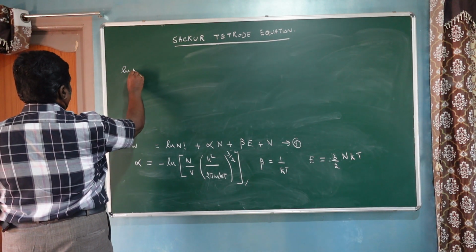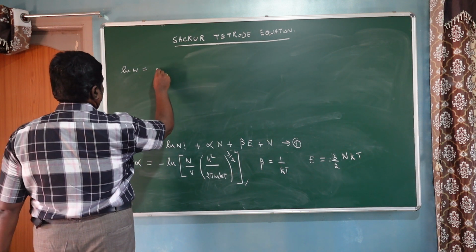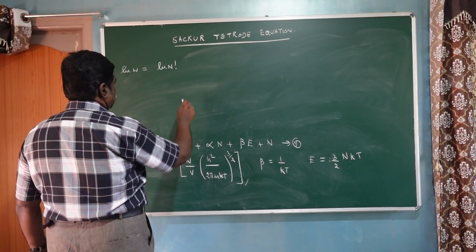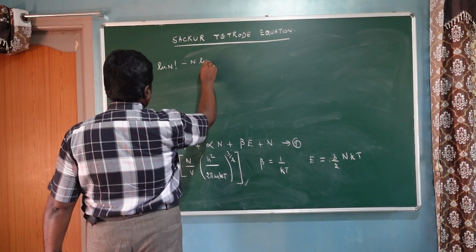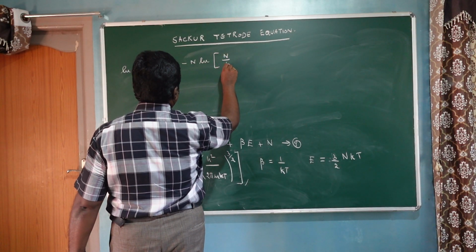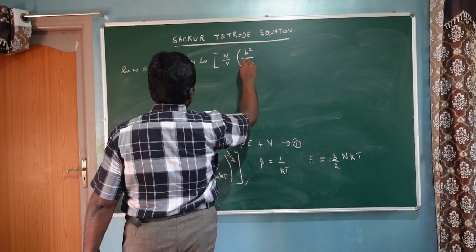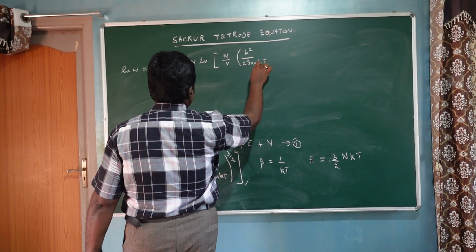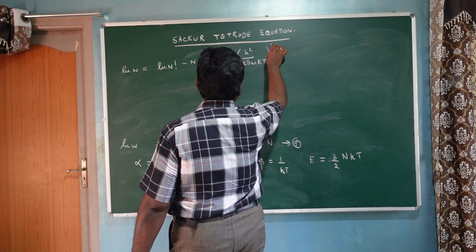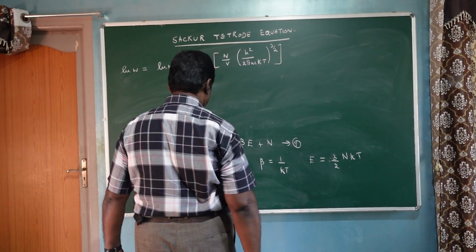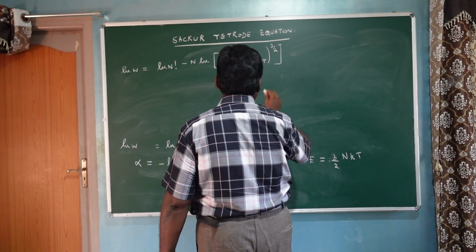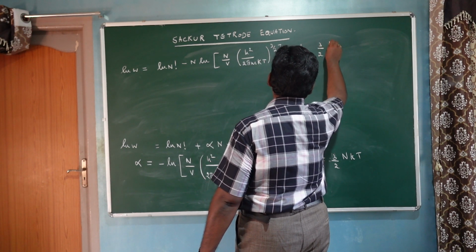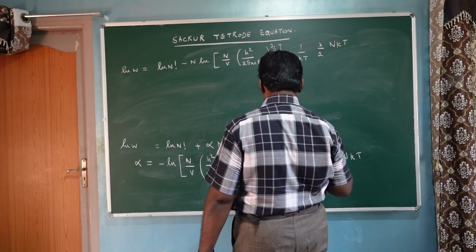ln W equal to ln n factorial minus n ln n by V, h square divided by 2 pi m kT, where k is our Boltzmann constant, entire power 3 by 2. Then beta equals 1 by kT, E equal to 3 by 2 n kT plus this n.